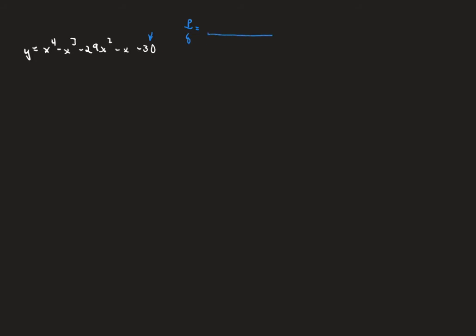So we're going to get, for the p's, there could be 1 and 30. There could be 2 and 15. There could be 3 and 10. There could be 5 and 6. And I think that's it. The good news is we get only plus or minus 1 for the q's. So our p over q's are going to be this big list right here.